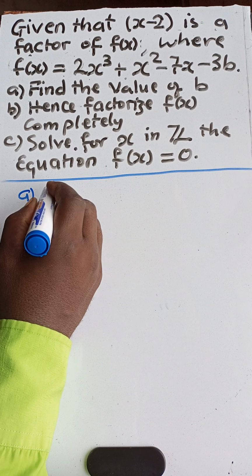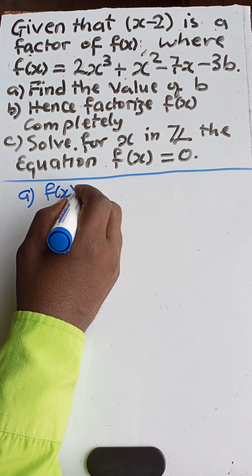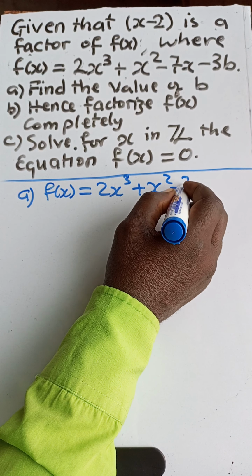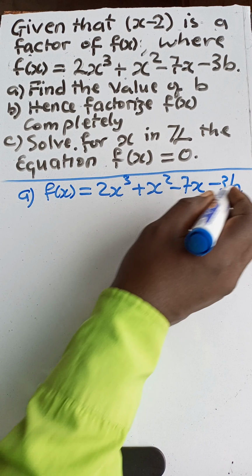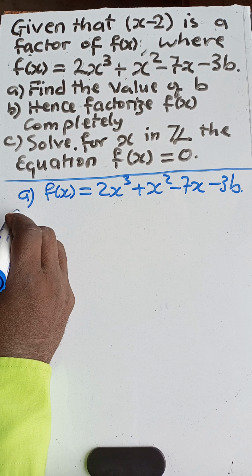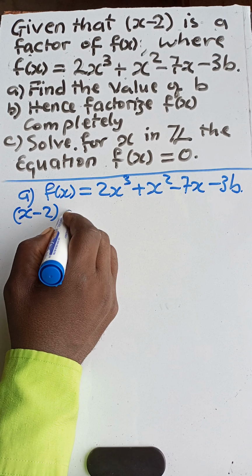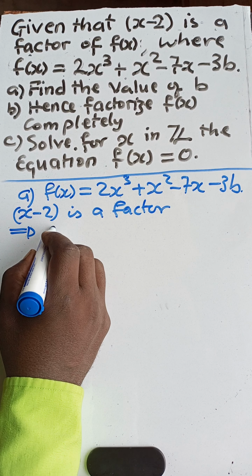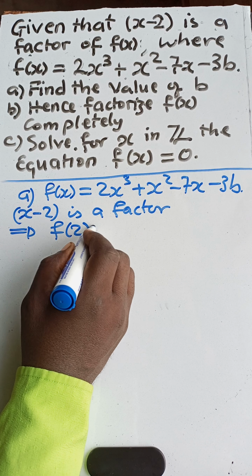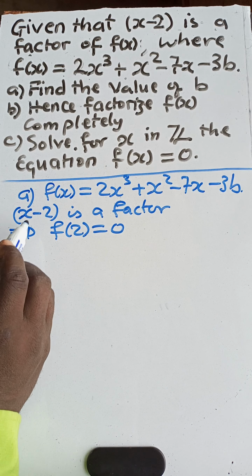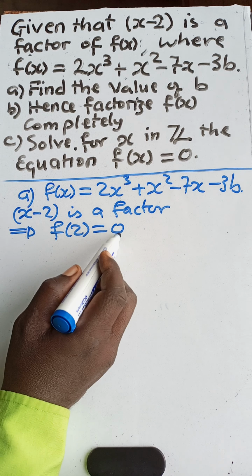Now let's start quickly with the first part. f of x is 2x cubed plus x squared minus 7x minus 3b. That is a polynomial of degree 3. And we're told that x minus 2 is a factor of f of x. If that is a factor of f of x, it means from the factor theorem that f of 2 must be 0. The factor theorem is a particular case of the remainder theorem. That means if f of x is divided by x minus 2, the remainder will be 0.